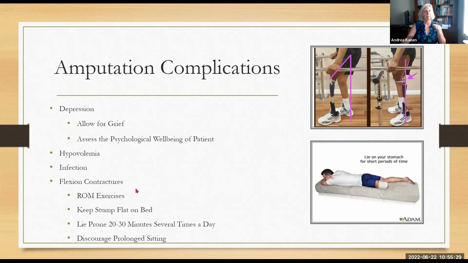And that is a problem because, again, remember, what's the long-term goal here? The long-term goal is to get a prosthetic on somebody so they can lead a pretty normal life. That's the goal. So if we start having damage to these tendons and ligaments, that may not happen. So it's so important. And the way we do that is with range of motion, keep the stump flat on the bed after that first 24 hours, lie prone 20 to 30 minutes several times a day. And we don't want them to do a lot of prolonged sitting right away either. So these are the things that we're going to hopefully prevent these complications from arising.